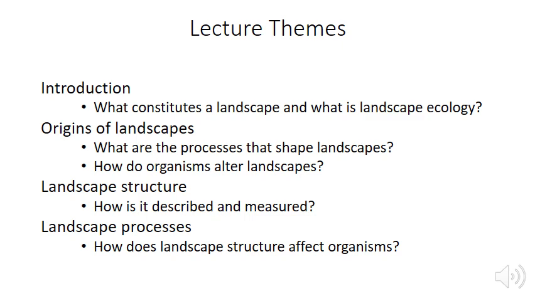Then we'll talk about the origins of landscapes, so what are the processes that shape landscapes. So the physical processes like volcanic activity or the movement of glaciers, as well as other factors that shape landscapes like the activities of organisms. Then we'll talk about landscape structure, so how landscape structure is described and measured. And then landscape processes, so how does landscape structure affect organisms essentially. So an example of this might be how does landscape fragmentation affect the movement of animals?